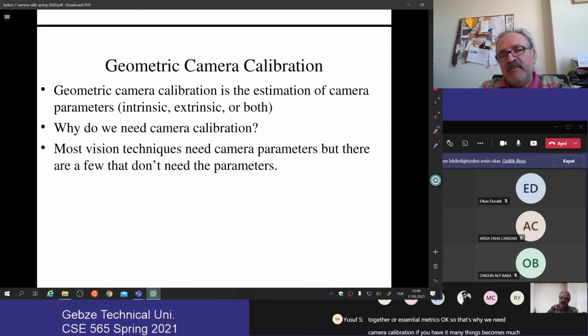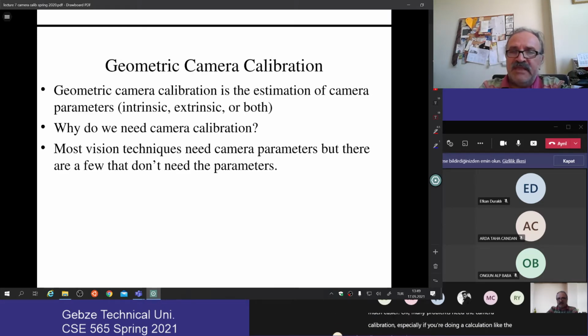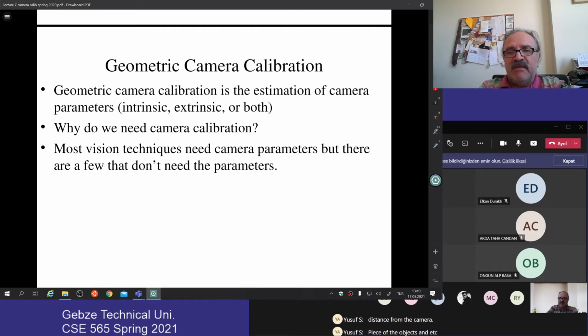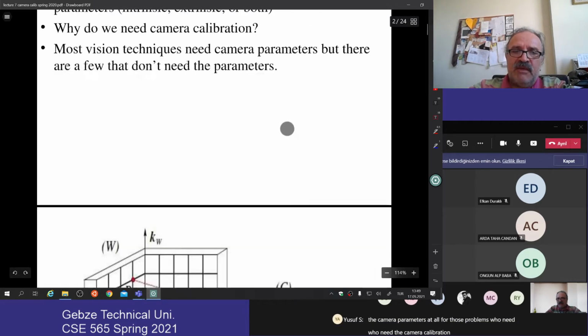Okay, many problems need the camera calibration, especially if you are doing a calculation like the distance from the camera, speeds of the objects, and etc. But many problems don't need the camera parameters at all. For those problems that need the camera calibration, this is how you do it.